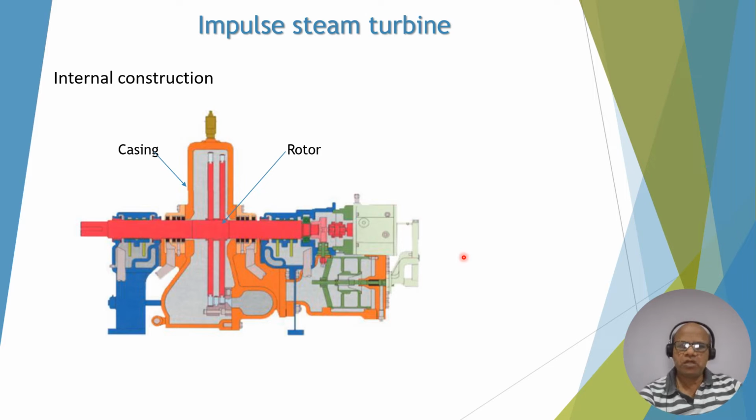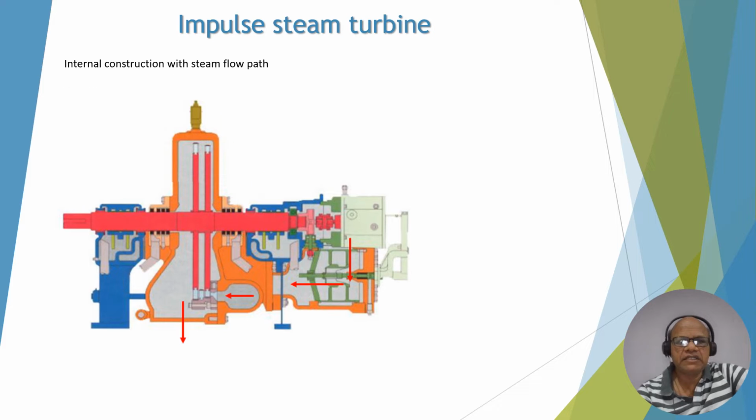Now, a little bit more about the internal construction of a steam turbine. This is a typical case of a Curtis wheel, that is an impulse turbine. You can see inside is a rotor. This is a casing, and a little bit more we can see in the next.